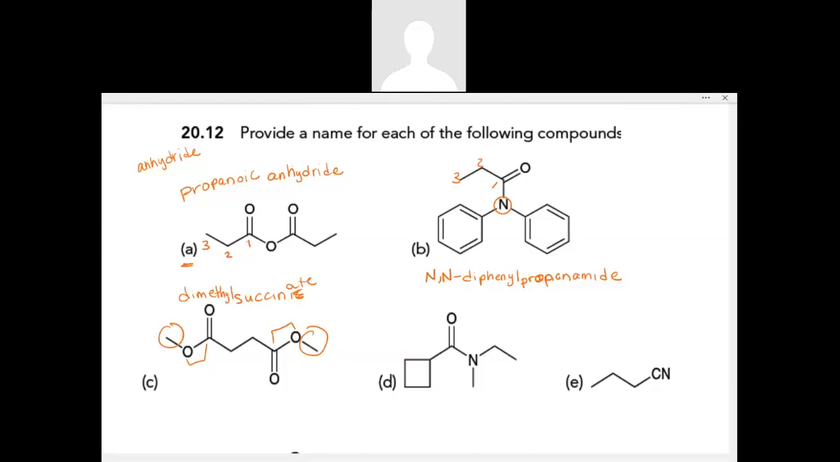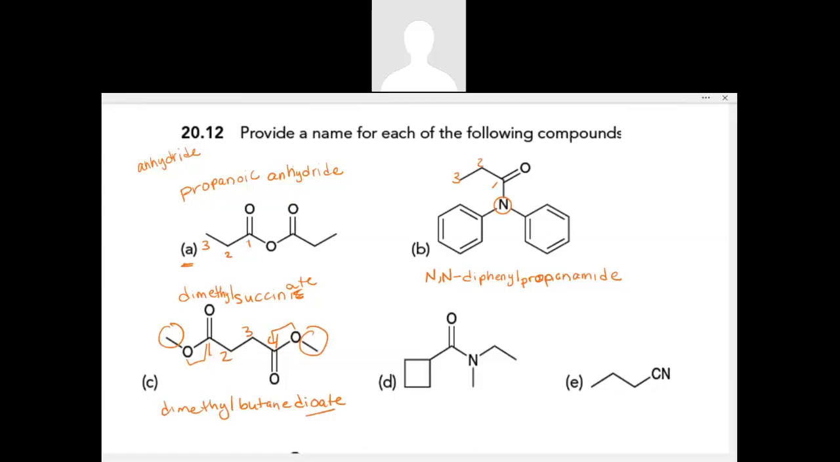Or since we have a total of 4 carbons, this would also be butanedioic acid. So we could also name this dimethyl butanedioate, with butane for the 4 carbons, dioate for 2 ester functional groups. All right, now we can move here to compound D.